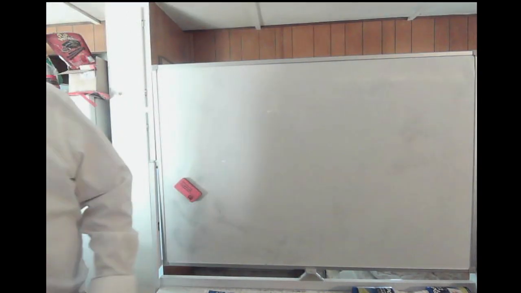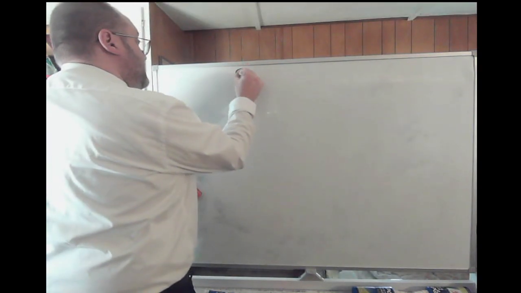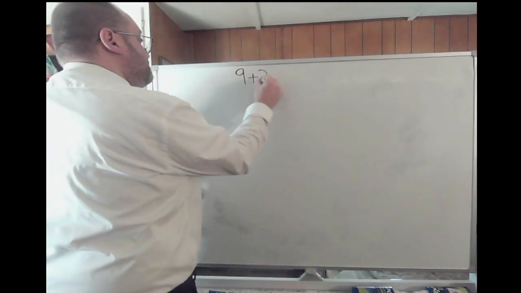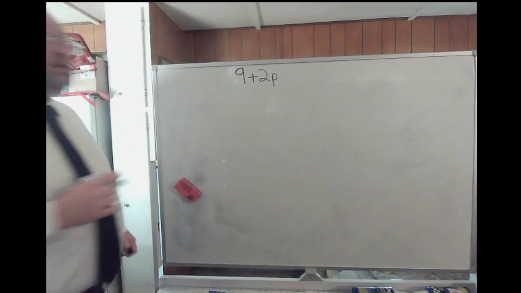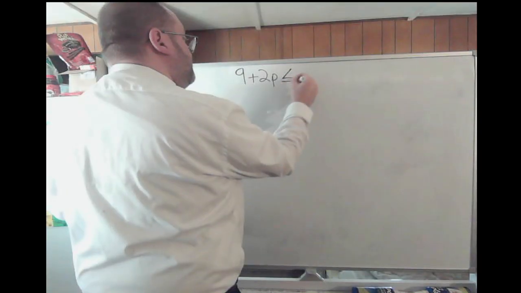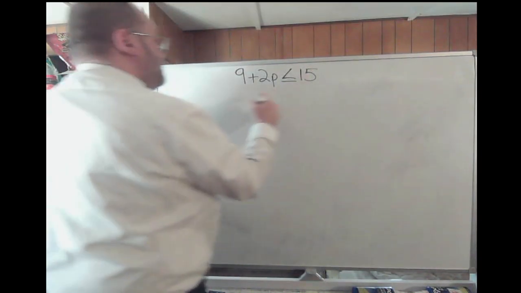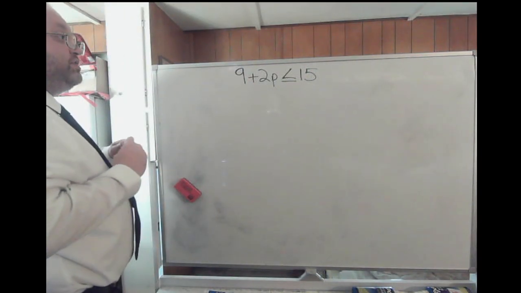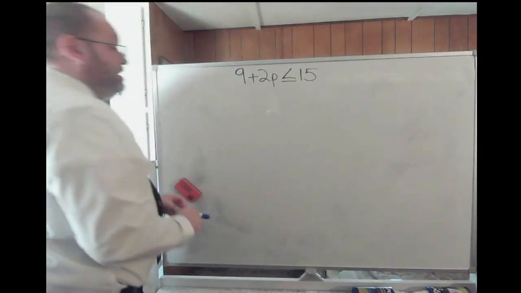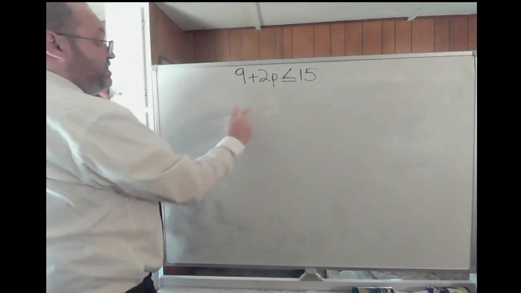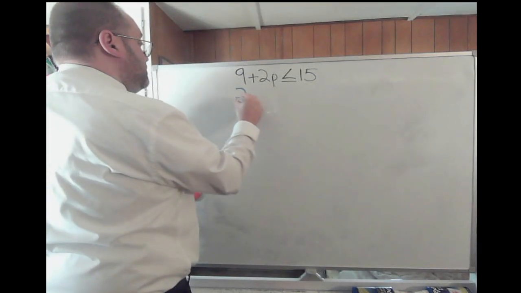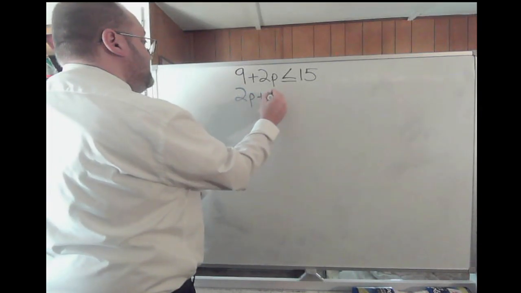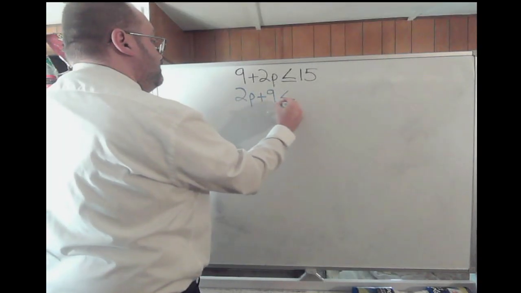Okay, I got about 7 more problems here. So we got 9 plus 2p is less than or equal to 15. Well, I would use the commutative property of addition to switch the 2p and the 9 around. So what you'll have is 2p plus 9 is less than or equal to 15.